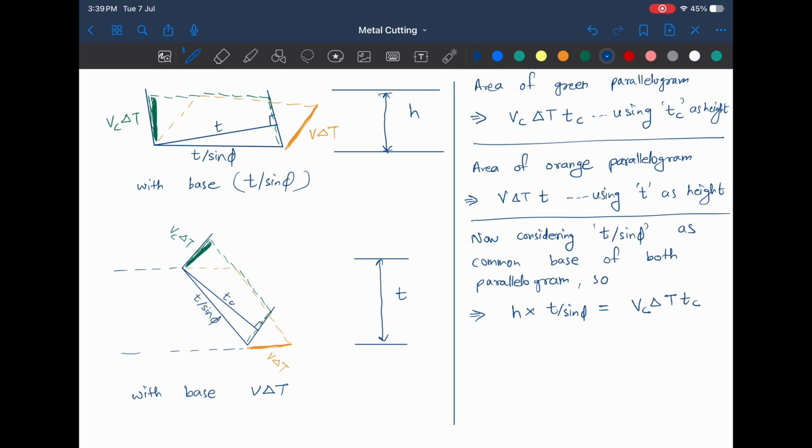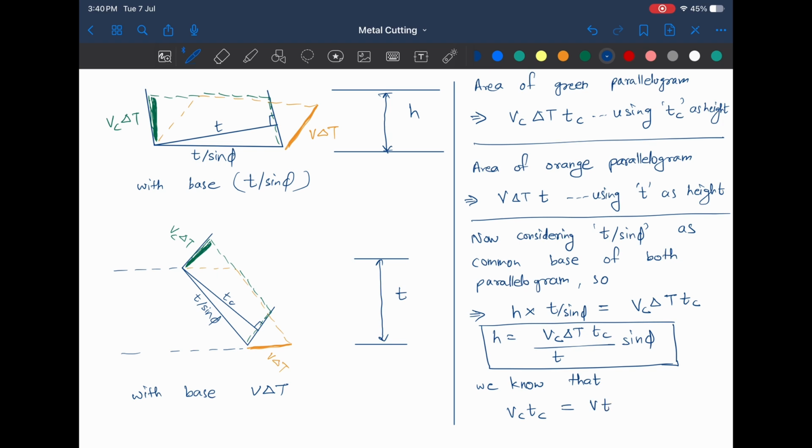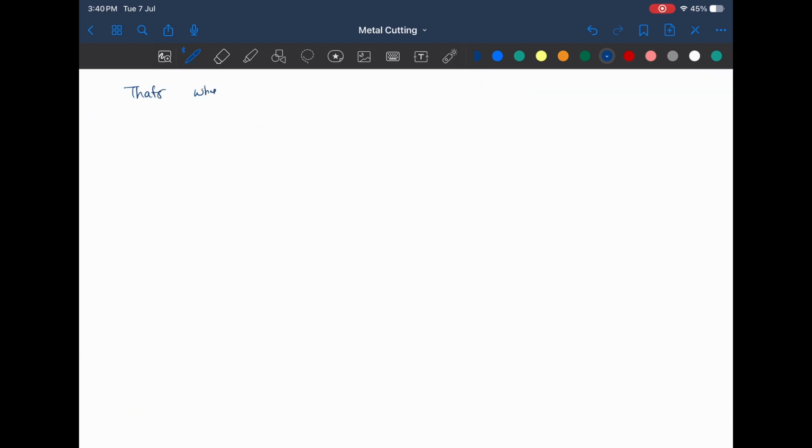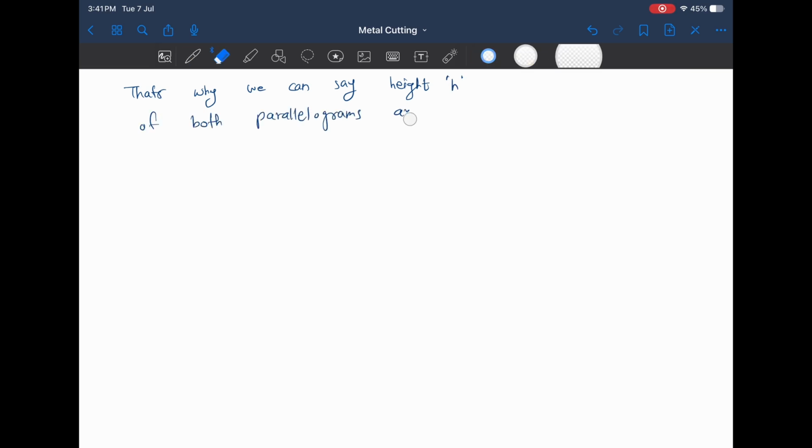Here h into t by sin phi equal to Vc delta t into tc. So we get here h as Vc delta t tc by t into sin phi, and we know that Vc into tc equal to V into t from chip thickness ratio. That's why we can say that height h of both the parallelograms is same. So we can now study the shear strain on the chip.